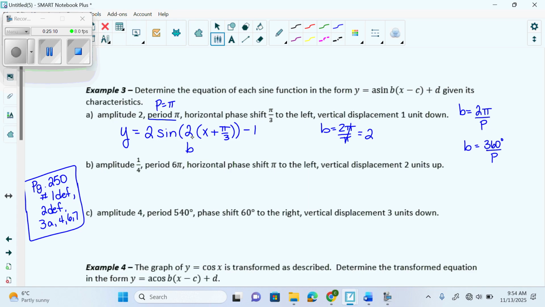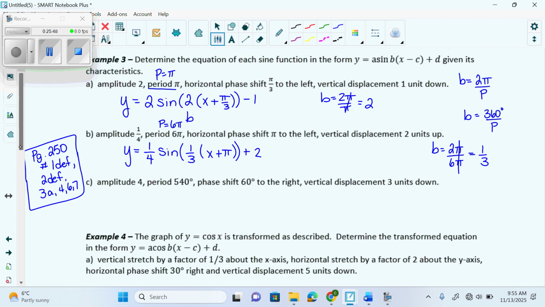Okay, this one would be y equals 1/4 sine something. Phase shift to the left pi, so I go x plus pi. 2 up. This is the P. The P is 6 pi. So it actually tripled. So this will be a third. If you can't envision that, use your formula. b equals 2 pi over 6 pi. Pi cancel, and I'm left with a third. Right? Just use the formula.